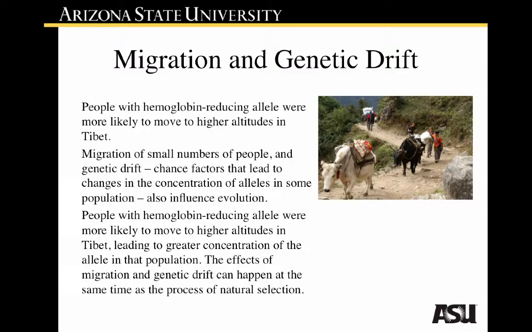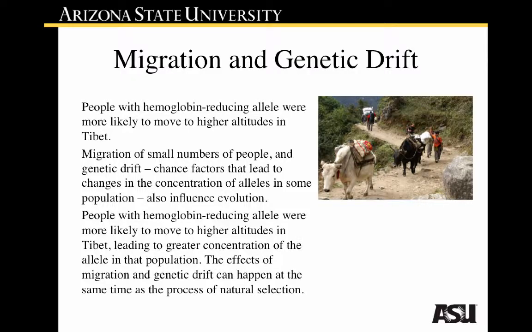Maybe this is just what I said, but people with the hemoglobin reducing allele are more likely to move to higher altitudes. This is called genetic drift. So they were able to go up higher and higher and further away from other groups, and as they did this, there were more instances of this mutation than existed in lowlands. So the migration of a small number of people and genetic drift, chance factors that led to changes in the concentration of alleles, influenced evolution.